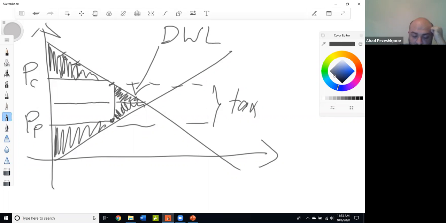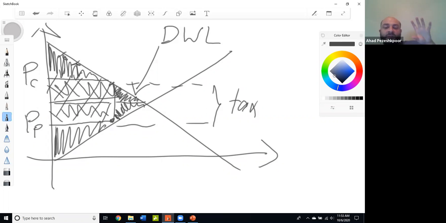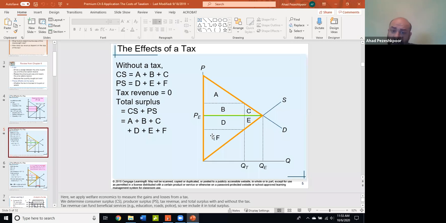And this area here, this is all the money that goes to the government. This is the tax revenue. The upper side, this part, is the tax paid by customers, the burden of the tax, which is on the customers' shoulders. And the lower part is the burden of the tax that is on the producer's shoulders. And this is how you basically analyze taxation.